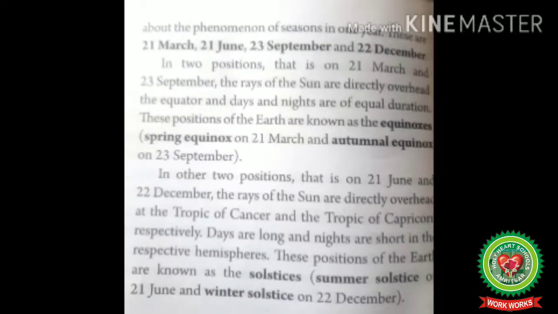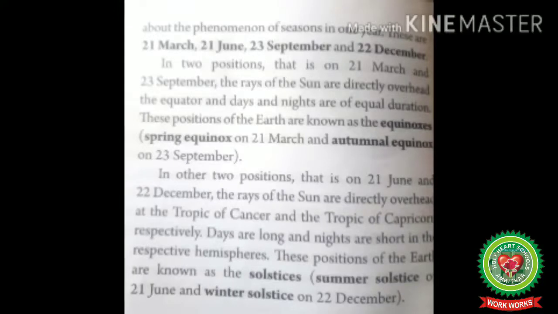In two positions, that is on 21st March and 23rd September, the rays of the sun are directed overhead the equator. And as we have already discussed, when the sun rays are overhead the equator, there are equal days and equal nights in the entire earth. These positions of the earth are known as equinoxes. Equinox means equal day and equal night. Spring equinox on 21st of March and autumnal equinox on 23rd of September.